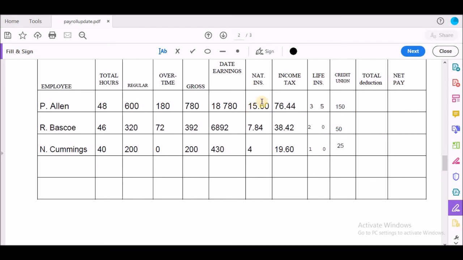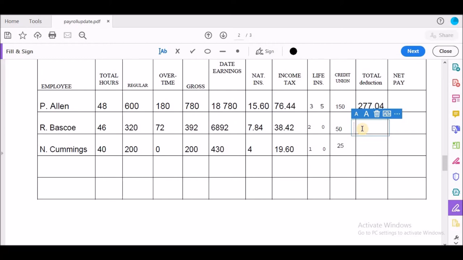So total deductions. We're going to add up our national insurance, income tax, life insurance, and credit union to get our total deductions. So we have $15.60 plus $76.44 plus 35 plus 150, and that's 277.04.